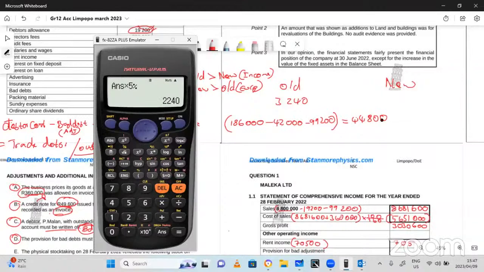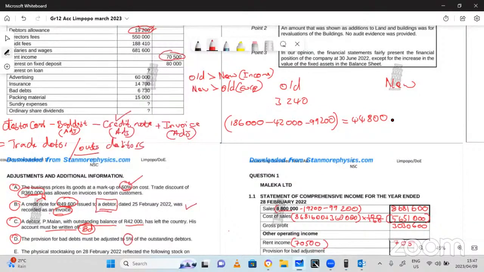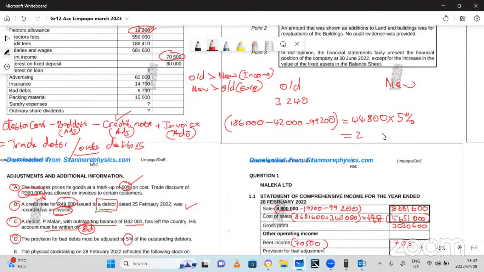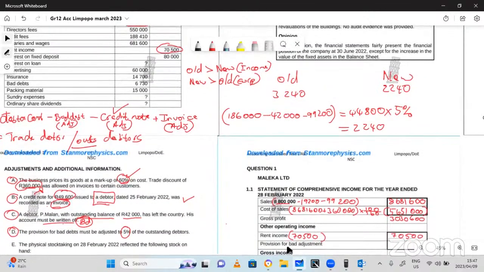Therefore, after getting this, the next step is that I multiply this answer with what? With my 5%, which will give me what? 2,240. So you can see now that that's why they have told us that our provision for bad debt is an income, because the new provision for bad debt is less than the old.